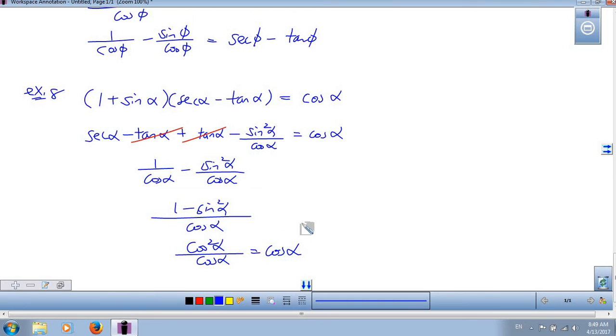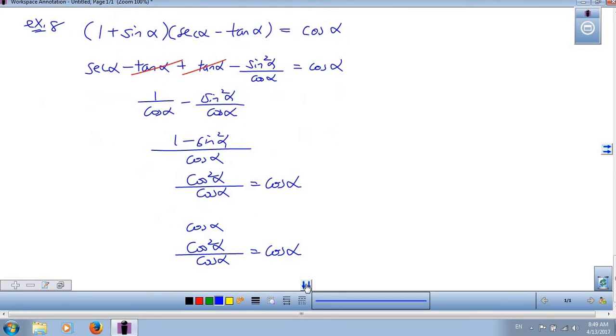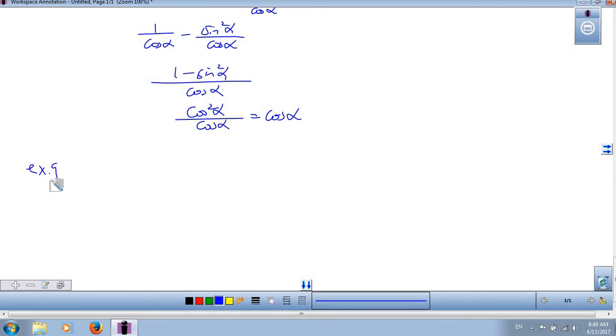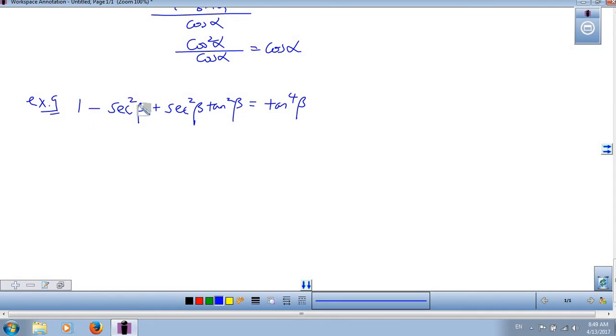Now let's try one last problem, to show you another way things can come about, especially using algebraic techniques. 1 minus secant squared beta plus secant squared beta tangent squared beta equals tangent to the 4th power beta. It looks a little complicated at first, but remember there are several secant squared terms going on here. What is secant squared equal to? Secant squared theta equals 1 plus tangent squared theta, right?